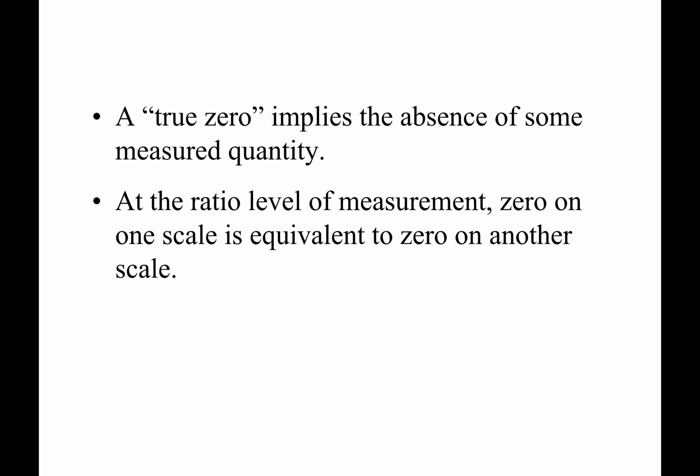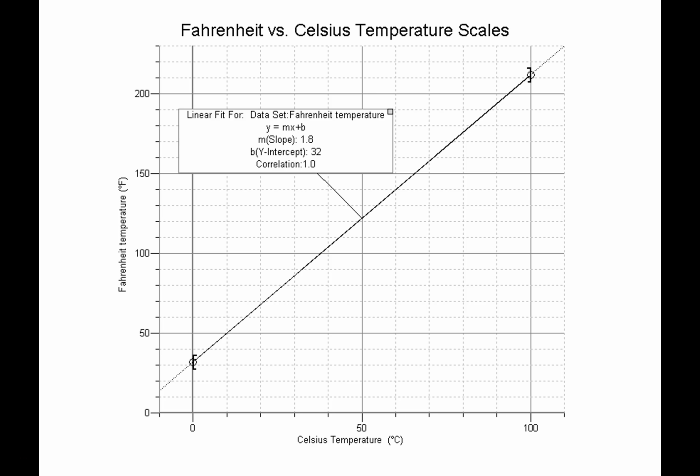So we can take length here, for instance. If you have 0 centimeters or 0 inches or 0 feet or 0 meters, those will all be ratio levels of scales. This is just showing you a Logger Pro sort of approach to graphing Fahrenheit temperatures versus Celsius temperatures. So 0 Celsius is 32, so there's 32-ish, 32, and here's 0.